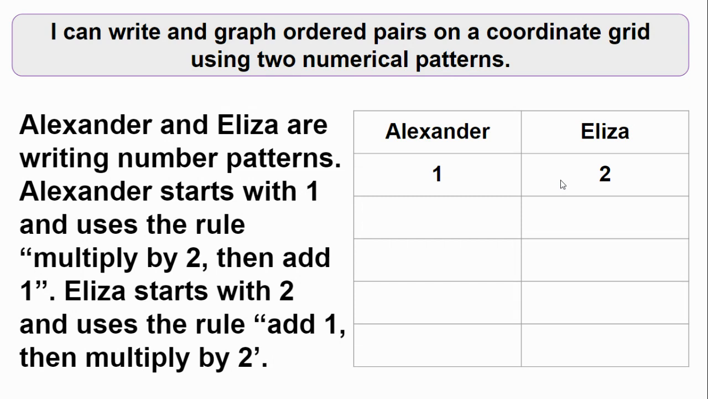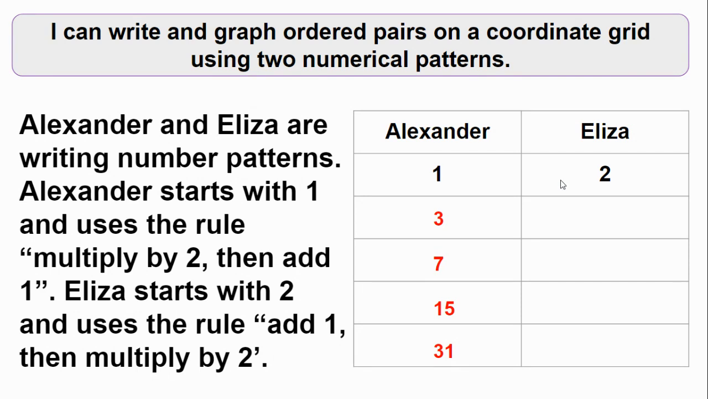Alexander starts with 1 and then uses the rule multiply by 2, then add 1. So if I start with 1, multiply that by 2, that gives me 2, plus 1 is 3. Follow the same rule. 3 times 2 is 6, plus 1 is 7. Keep going. 7 times 2 is 14, plus 1 is 15. And then 15 times 2 is 30, plus 1 gives me 31.